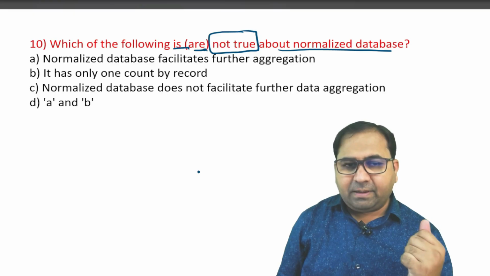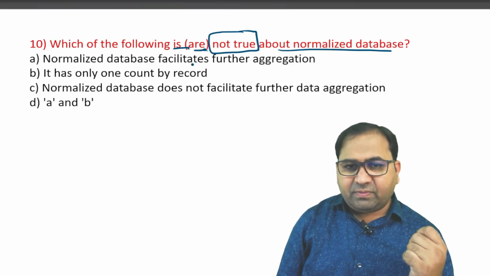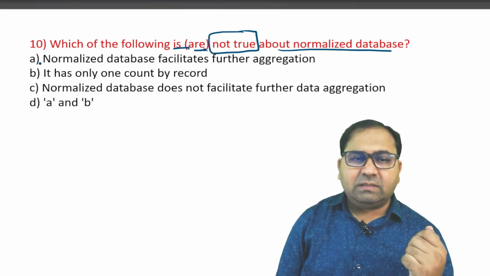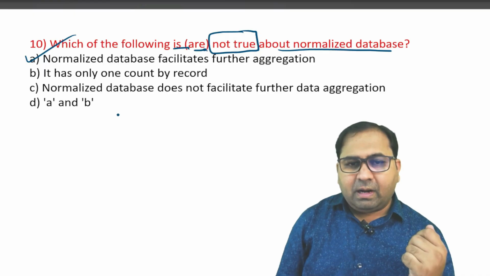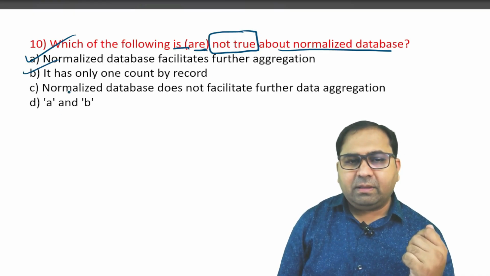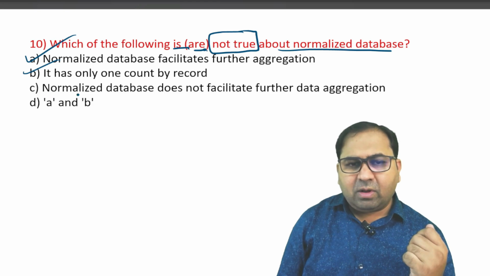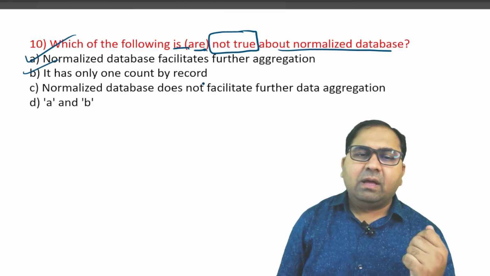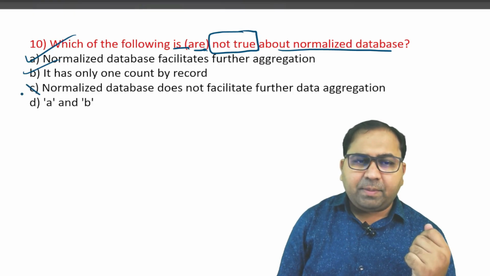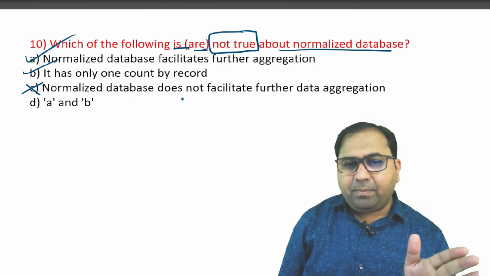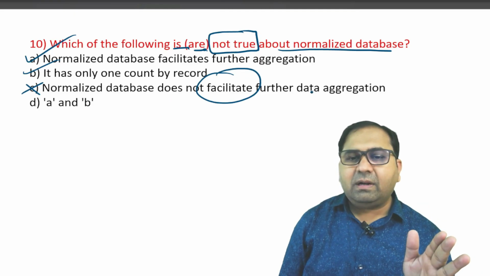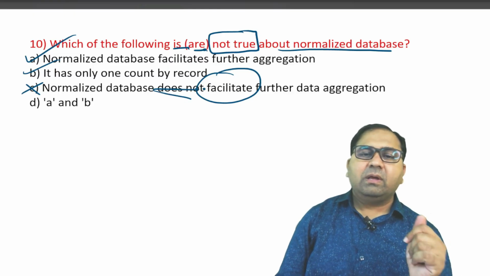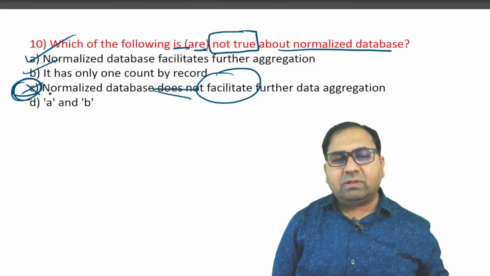Let us see the statements again. The normalized database facilitates further aggregation. Yes, this is a correct statement. And second is, it has only one count by record. Yes, even this is a correct statement. Then the third one, that the normalized database does not facilitate further data aggregation. This is a wrong statement, because normalized database will facilitate further data aggregation. It is not, does not. So therefore we got the answer for our question, that is option number C.